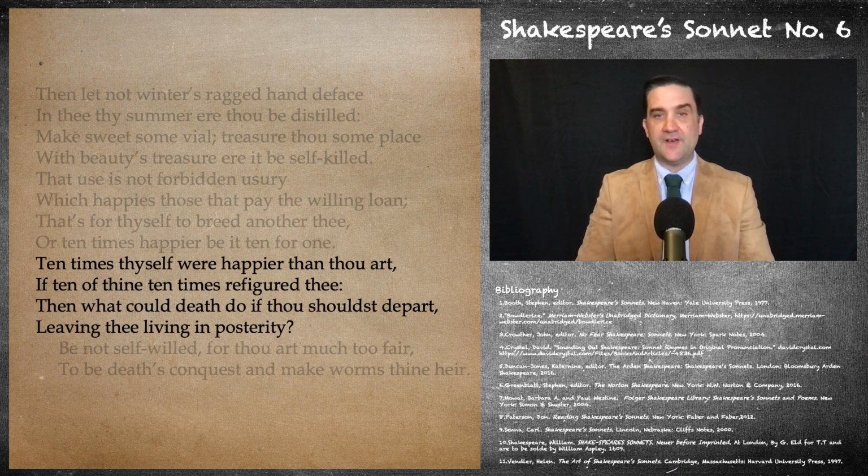And that brings us to the final quatrain. This quatrain reads, "Ten times thyself were happier than thou art, if ten of thine ten times refigured thee. Then what could death do if thou shouldst depart, leaving thee living in posterity?"